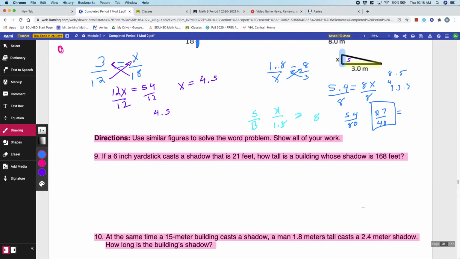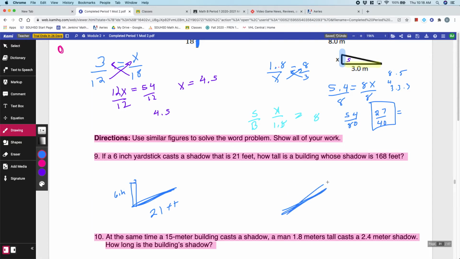Now really quickly with word problems, I always draw my pictures. So it says if a yardstick casts a shadow that is 21 feet long, so you've got basically a yardstick, it's standing straight up. If a 6-inch yardstick, so this is 6 inches, casts a shadow that is 21 feet, how tall is a building with a shadow of 168 feet?